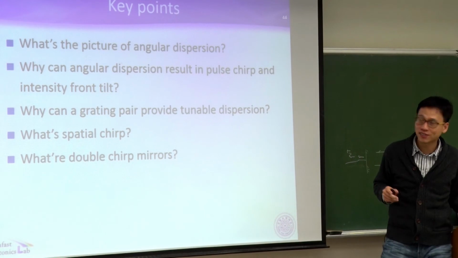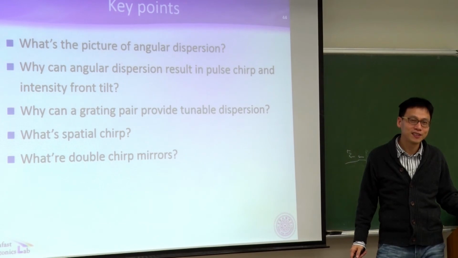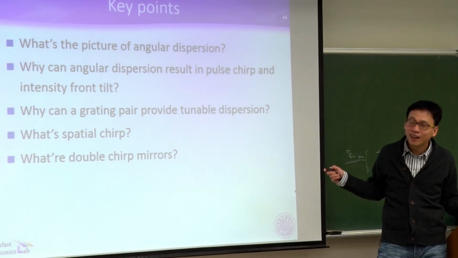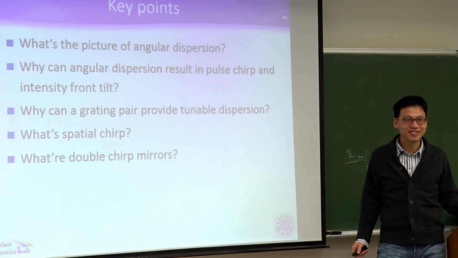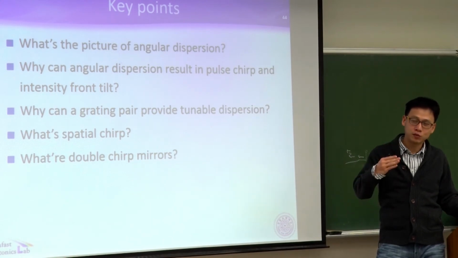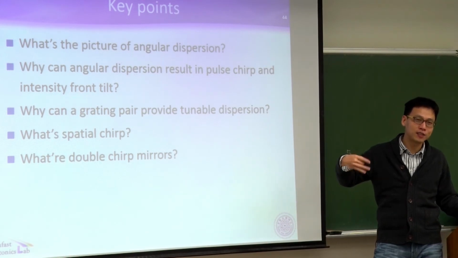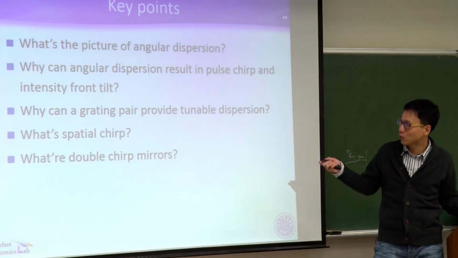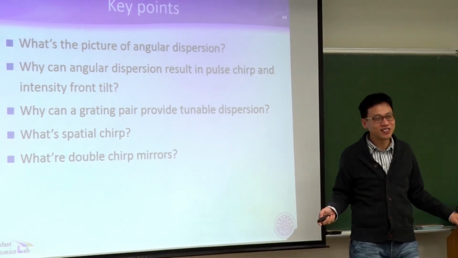There are two impacts. 为什么 angular dispersion 就会造成 pulse 的 chirp？不同的 color 出现的时间不一样，叫做 chirp。Why? Path length. Yes, good. The key word is path length. If different colors propagate along different directions, they can accumulate different path lengths. It will be transferred to different group delays or different phases. That's why you have pulse chirp. Okay, good. But why is there intensity front tilt?